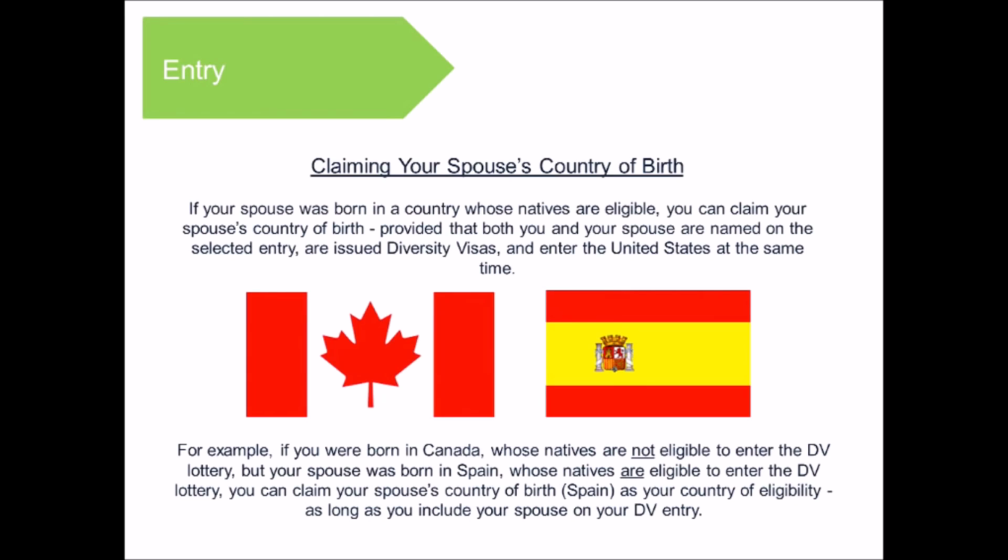For example, if you are born in Canada, whose natives are not eligible to enter the DV lottery, but your spouse was born in Spain, whose natives are eligible to enter the DV lottery, you can claim your spouse's country of birth, Spain, as your country of eligibility, as long as you include your spouse on your DV entry.